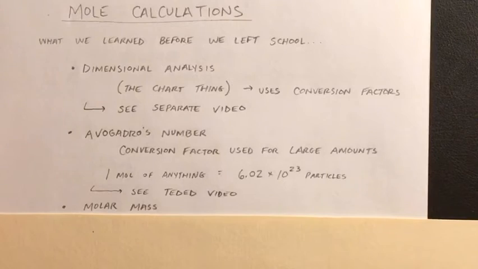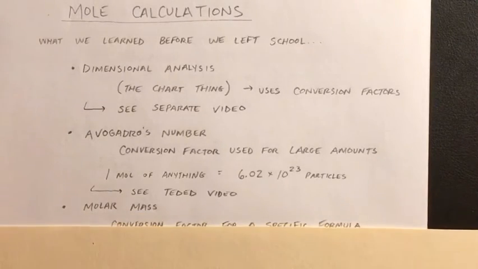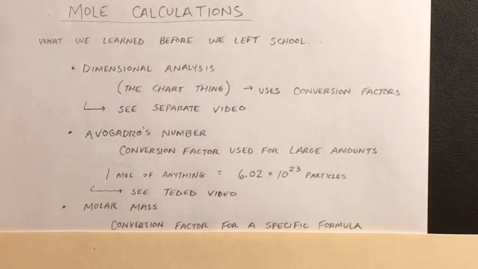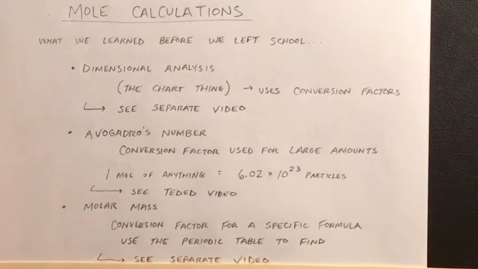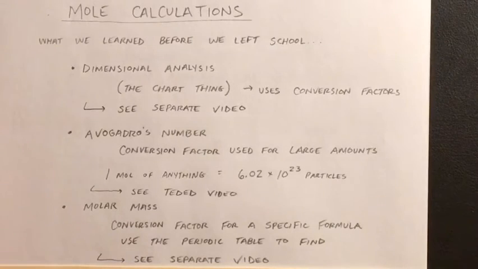Next topic we learned was molar mass. Molar mass is also another conversion factor. This time it's for a specific formula. So we use the periodic table to find that. That is where we added up all of the different average atomic masses for the elements in our formula, put them all together, and we had our molar mass. So there's a separate video also that should be available soon if you're having trouble with molar mass.